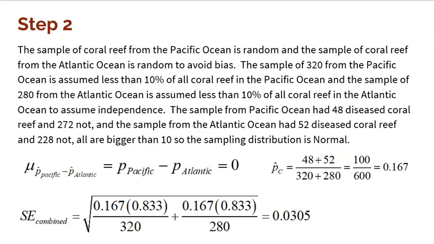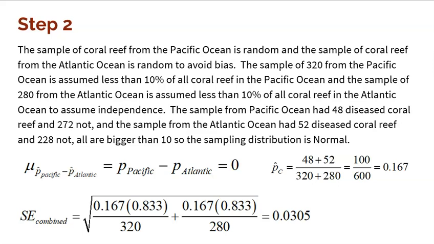And I also need to make sure that each sample had 10 or more successes, diseased coral reef, and 10 or more failures, non-diseased coral reef. We don't really use the words success or failure in a problem. We just define it, right? So there's 48 diseased coral reef, 272 not, and 52 in the Atlantic Ocean diseased, 228 not. Both of those numbers are much bigger than 10, so the sampling distribution is going to be normal.